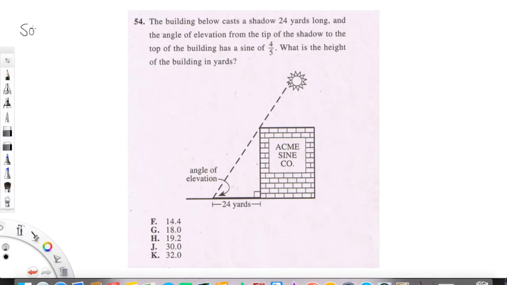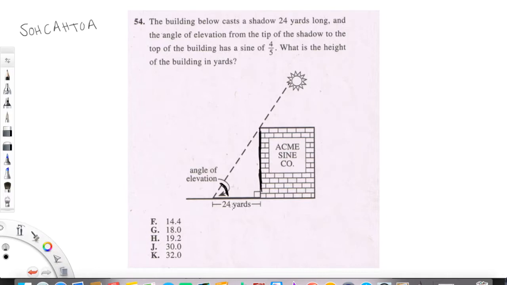Alright, so you might remember SOHCAHTOA, our friend who helps us understand what sides we know for each trigonometric ratio. Sine is opposite and hypotenuse. So we're talking about this angle of elevation, the opposite, which is actually what we're looking for. The opposite, this one I'm darkening right here, and the hypotenuse, which is the dotted line. So we know that the ratio of those sides is 4/5.